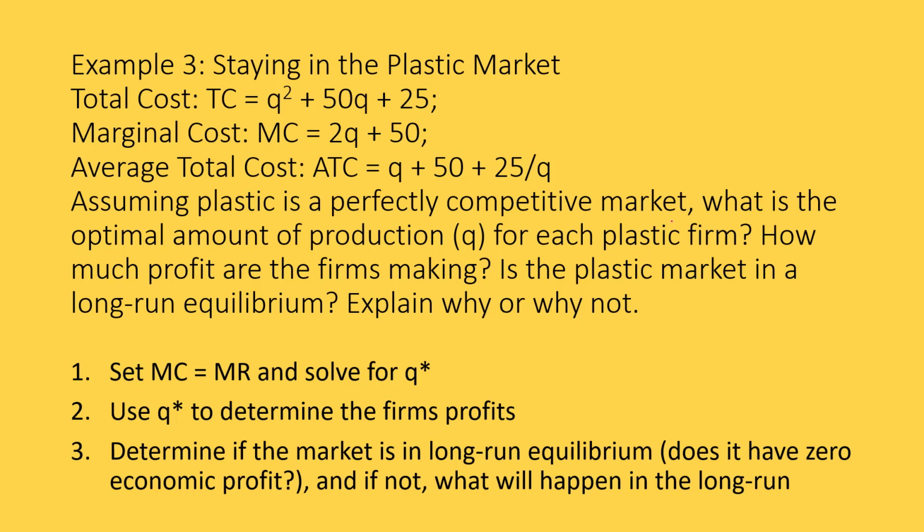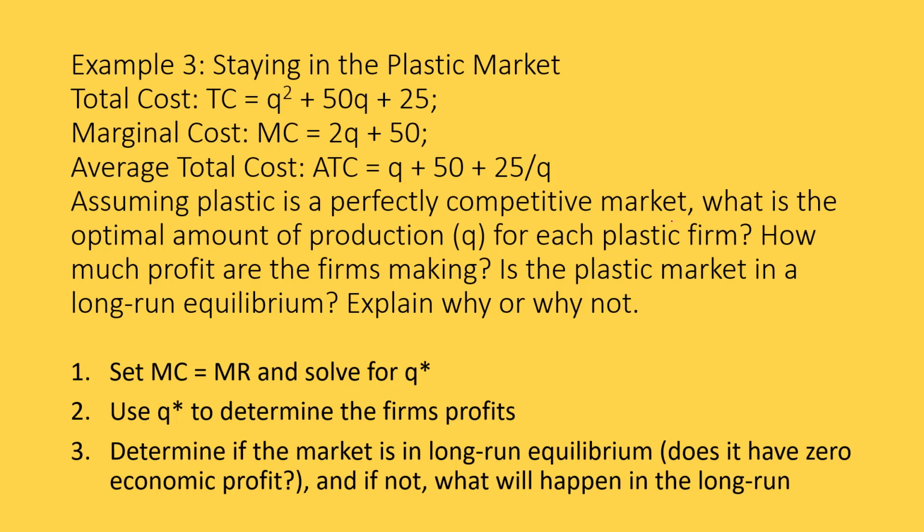Now, on the exam, I might just give you total cost as Q squared plus 50Q plus 25. And from that, you can certainly find out what marginal cost is. Remember, you just take the derivative of total cost with respect to Q. If you do that, that's where you get the 2Q plus 50. And you certainly should be able to figure out what the average total cost equation is. That's just total cost divided by quantity, or that total cost equation with each of those terms divided by Q, which is how you get Q plus 50 plus 25 divided by Q.